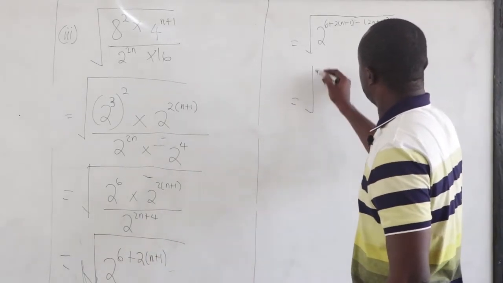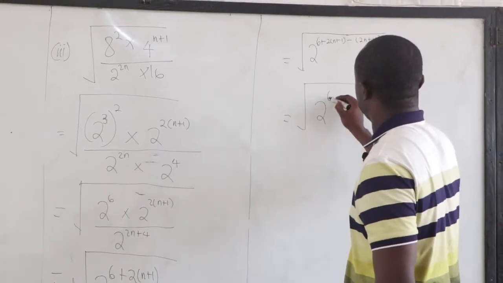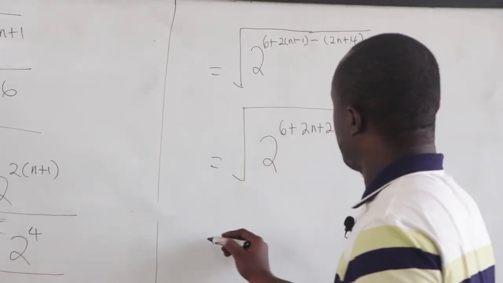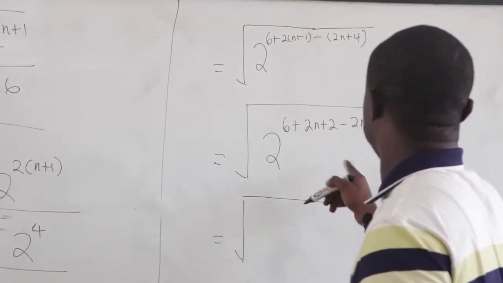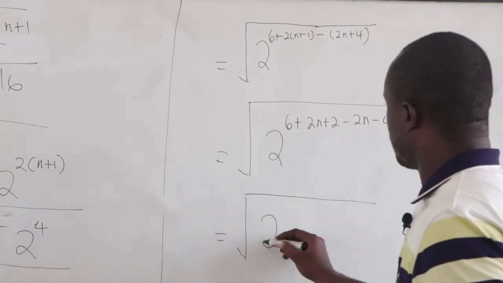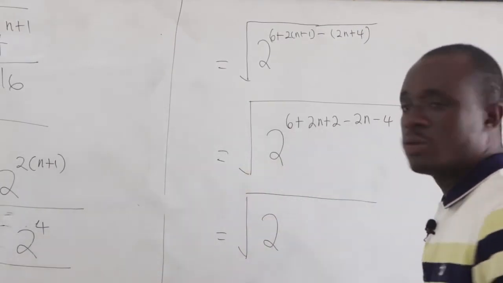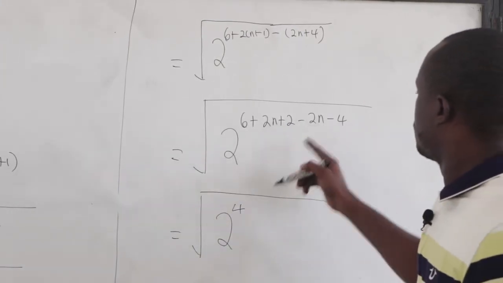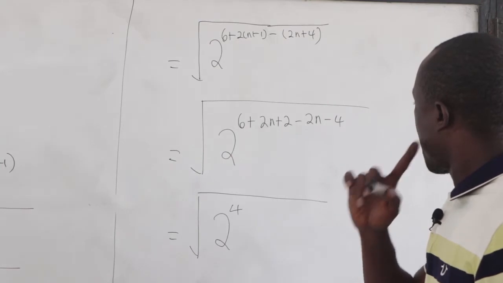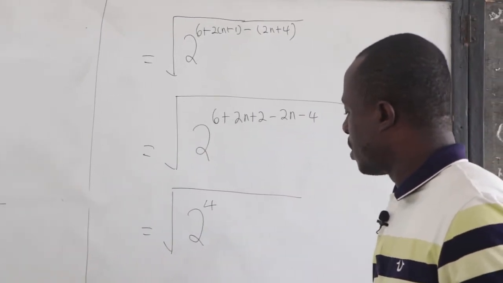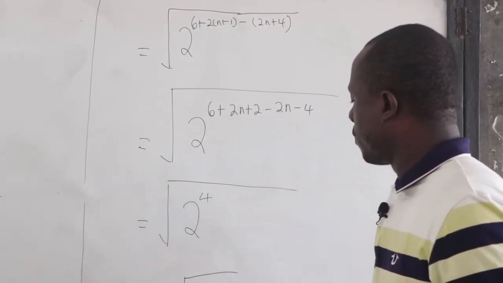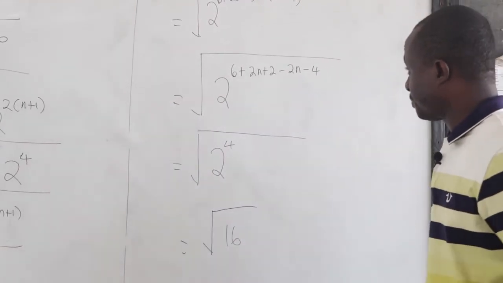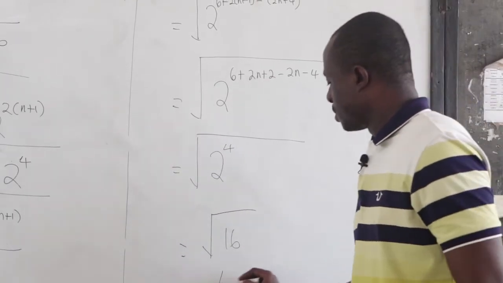So this is just root of 2 to the power 6 plus 2n plus 2 minus 2n minus 4, equal to, now 6 minus 4, 6 plus 2 is 8, minus 4, this will give us 4. Now 2n minus 2n will go away, so this will cancel this. Now what do you have? What is 2 to the power 4? This is 16. And what is root 16? Root 16 is just 4.